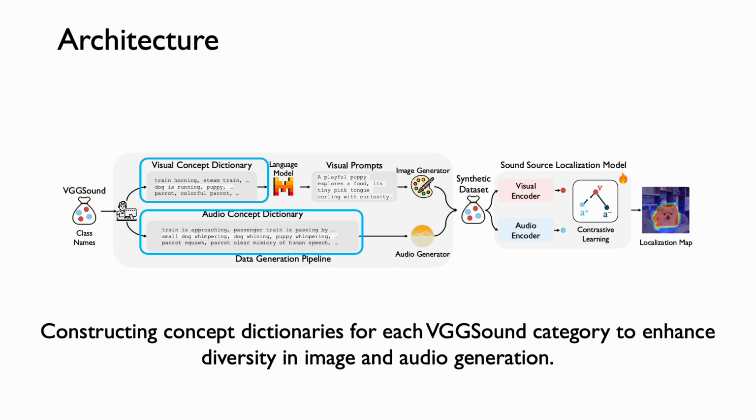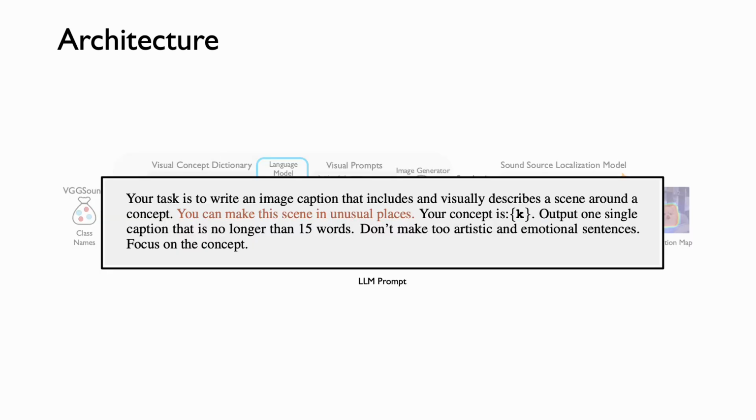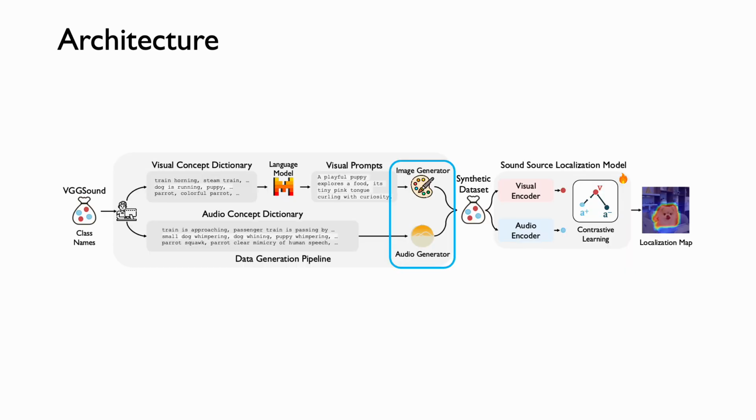On average, each class contains 3.35 visual concepts and 7.80 audio concepts. By using LLM-generated prompts for image generation and concept dictionary items for audio generation, we construct our synthetic VGG sound dataset. Now, let's look at some examples from the synthetic VGG sound dataset and see how the generated images and audio look and sound.